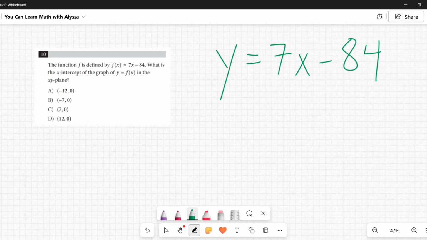Be advised. The x-intercept is going to be where this line crosses the x-axis, wherever that is. Now there are two ways to do this. You can graph it and look for where it crosses the x-axis, or you can solve it algebraically with numbers.